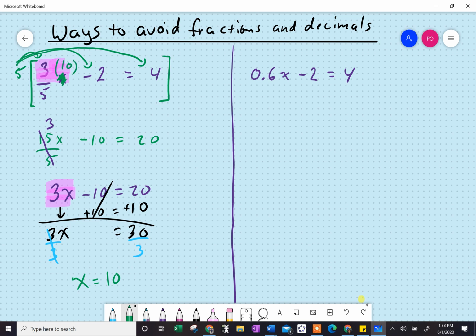By the way, if I were to put a 10 in here for x, 3/5 times 10, that goes in twice. 3 times 2 is 6. 6 minus 2 equals 4. So sure enough.